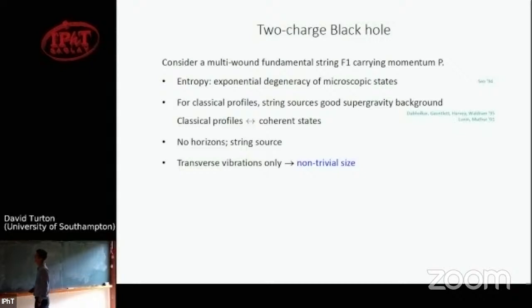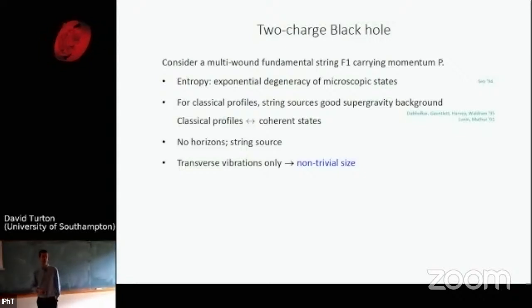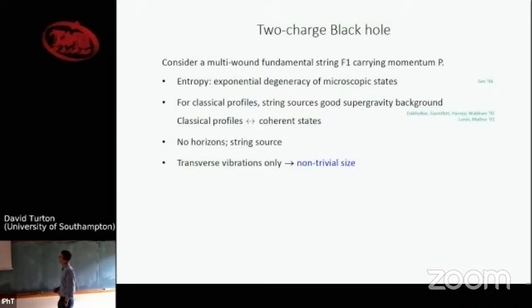Let's first consider a multi-wound fundamental string carrying winding and momentum. This is perhaps the simplest system in string theory with some exponential degeneracy of microscopic states, which is nice and compact, and it corresponds to a small black hole. If we give the string a classical profile, then it sources a good supergravity background. And these classical profiles correspond to coherent states in the Fock space of the string.